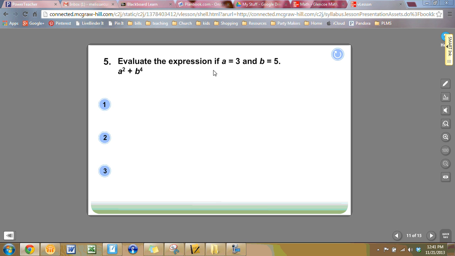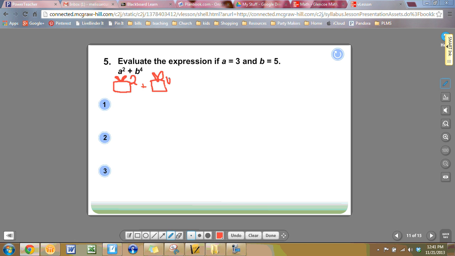All right, evaluate the expression. If a is 3 and b is 5, so a squared plus b to the 4th. Now, we've done these before. Remember, when you have a variable, we're going to make a little box. Remember our presents that we did. But this time we're going to put a little 2 up here in the top corner. And then a present for my b. And a 4. I know I can't write very well with this.